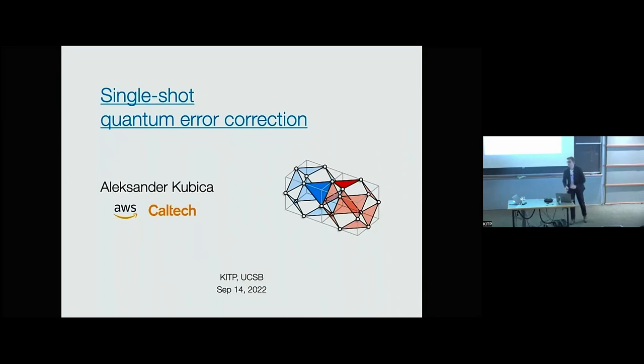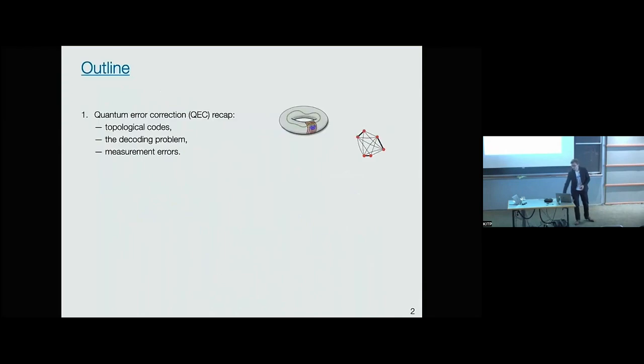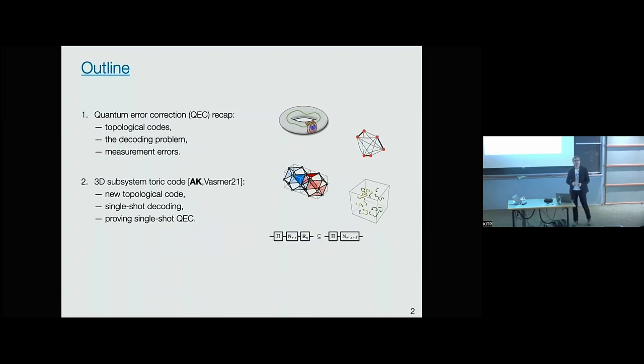Today, I would like to tell you a little bit about single-shot quantum error correction. So, in the first part of the talk, I will give you a very brief overview of quantum error correction. In particular, I will focus on topological codes, the decoding problem, and tell you how to handle the issue of imperfect measurements. And in the second part of the talk, I will focus on single-shot quantum error correction.